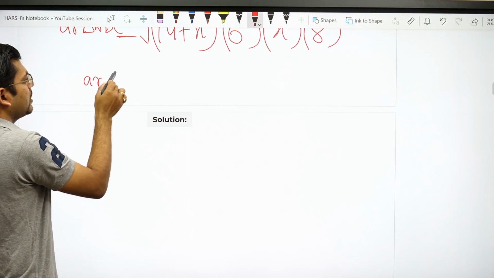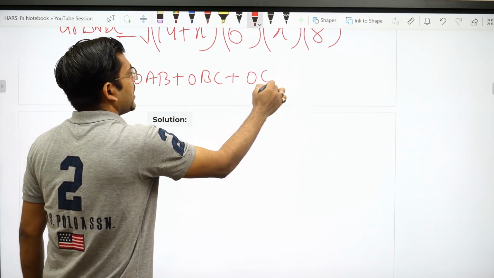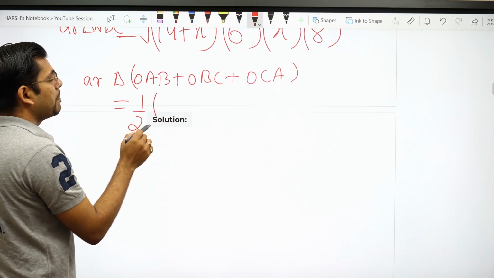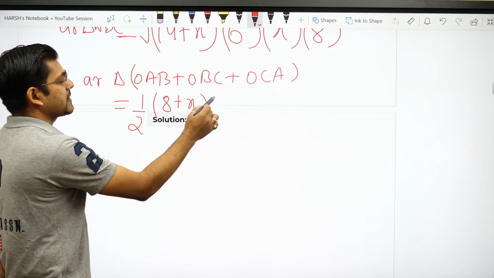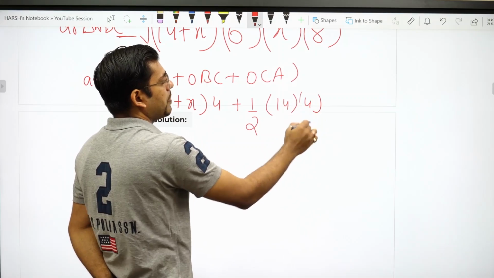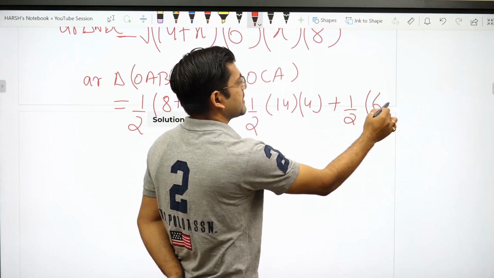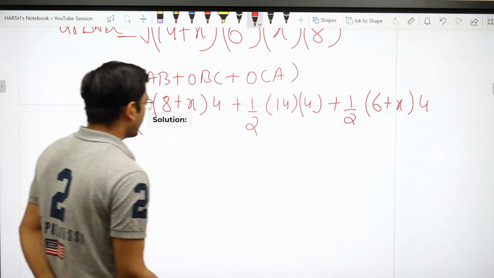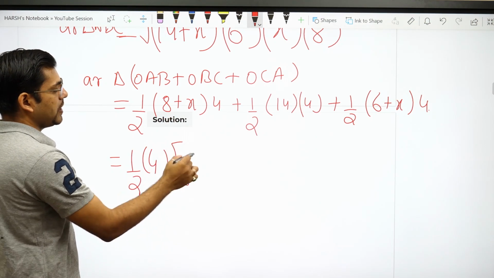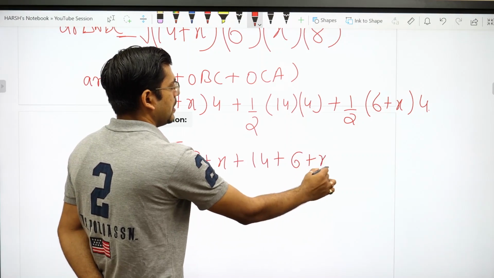So I am writing the area of triangle OAB plus OBC plus OCA. That will be equal to half into base, which in the first case was 8 plus x, into 4, plus half into base, which this time was 14, into 4, because the base was 14, and in the third case half into base was 6 plus x, into 4. From all of the 3 I'll take half common and I'll take 4 common, and the remaining would be 8 plus x plus 14 plus 6 plus x, isn't it?